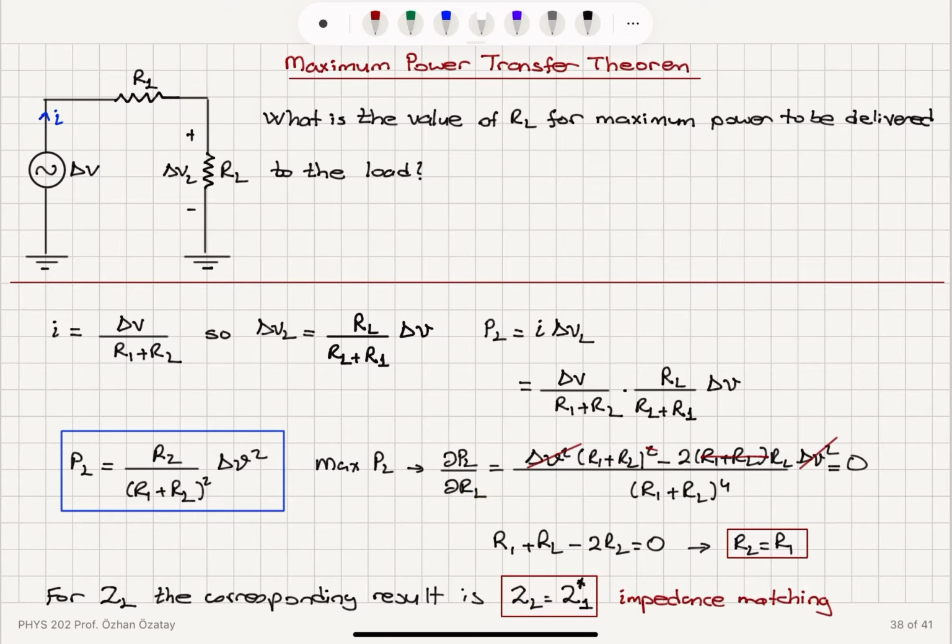Now we want to maximize the power appearing on the load resistance by taking the derivative of the power with respect to the load resistance and setting it equal to 0, we can find the extremum value. So the derivative of the top, R load delta V square, is delta V square. Derivative of the top multiplied by the bottom, (R1 plus R load) square, minus derivative of the bottom, 2 times (R1 plus R load) multiplied with the top, R load delta V square, divided by the bottom squared, (R1 plus R load) to the fourth power, equals 0.